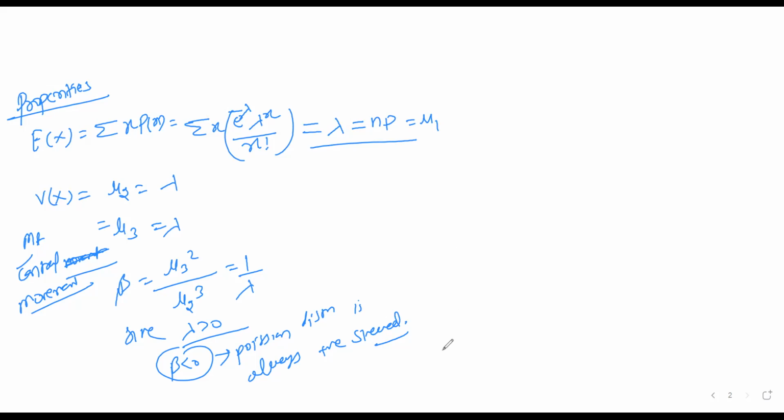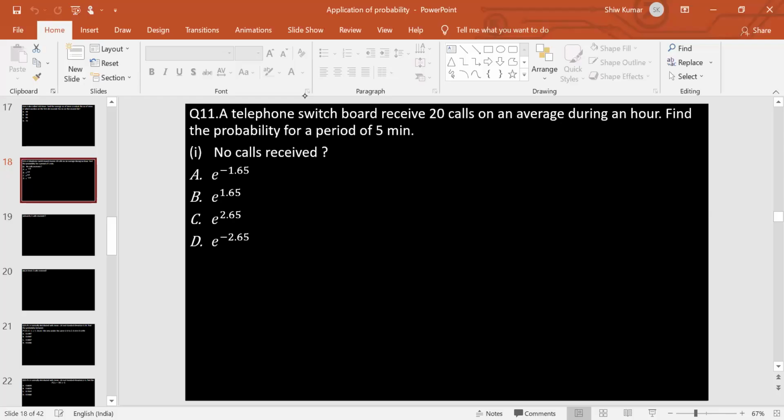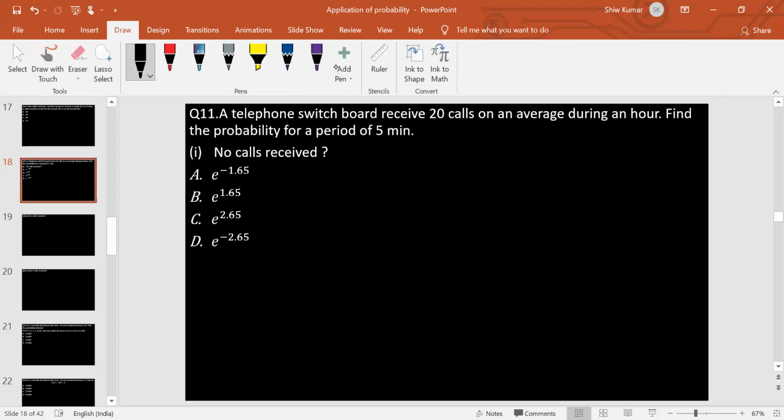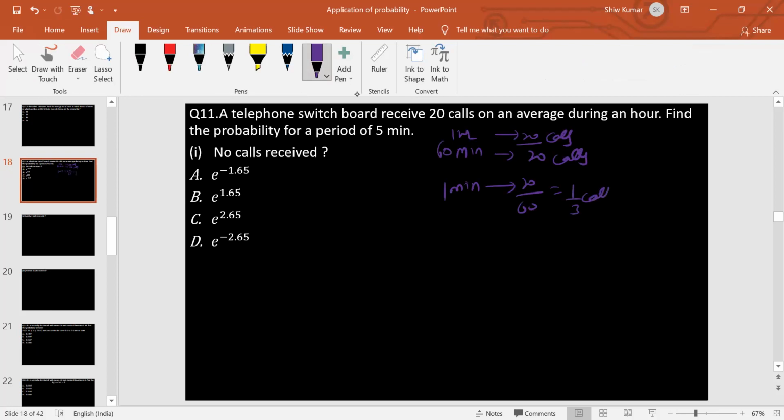So we have a next problem. Based on that, I'll discuss one problem so that your concept will get clear. This is the key problem. A telephone switchboard receives 20 calls on an average during an hour. That is, 60 minutes, in 1 hour total how many calls is it receiving? 20 calls. So in 60 minutes it's 20 calls. So in 1 minute how many calls will it receive? It's 20 divided by 60, which means 1 by 3 calls.